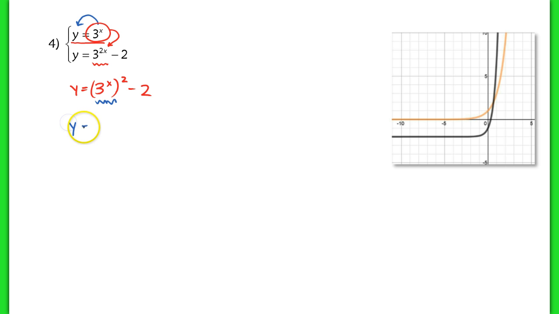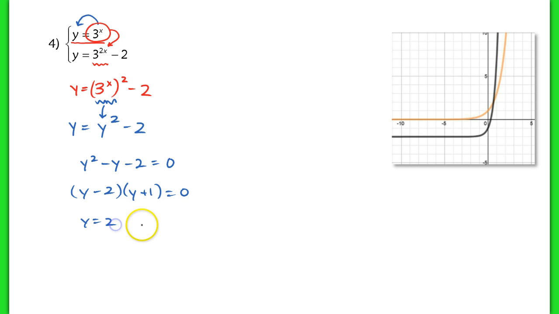Now I have y equals y squared, right? I'm just substituting in y equals 3 to the x minus 2, and now I have an equation in one variable. So I have a quadratic here that I'm going to solve. So y squared minus y minus 2 equals 0. And luckily this one is factorable, so y minus 2 times y plus 1 should equal 0. y will equal 2, and y will equal negative 1.